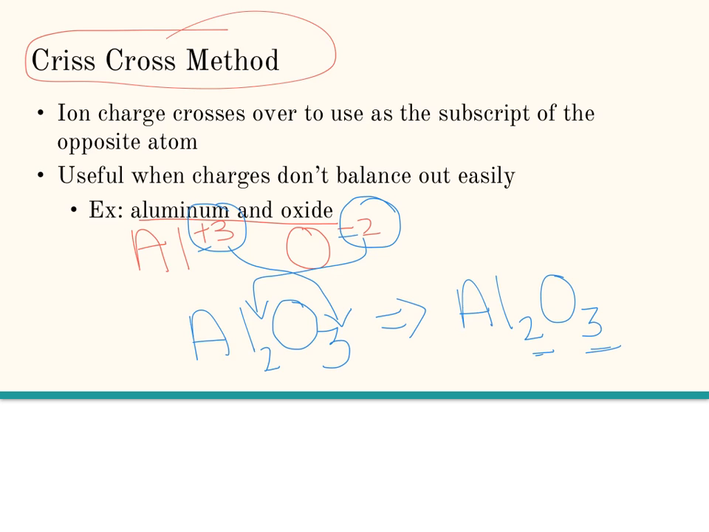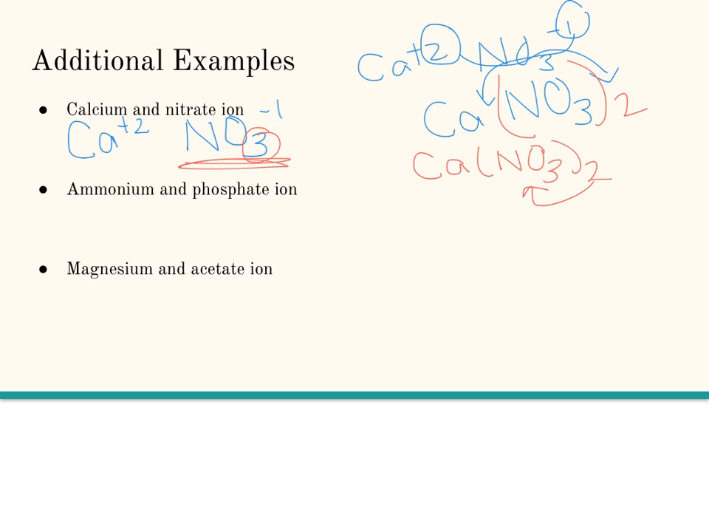Okay, so the crisscross method is something that you can use all of the time if you would like, or you can use it just for charges that don't necessarily balance out easily. All right, so let's look at some additional examples.